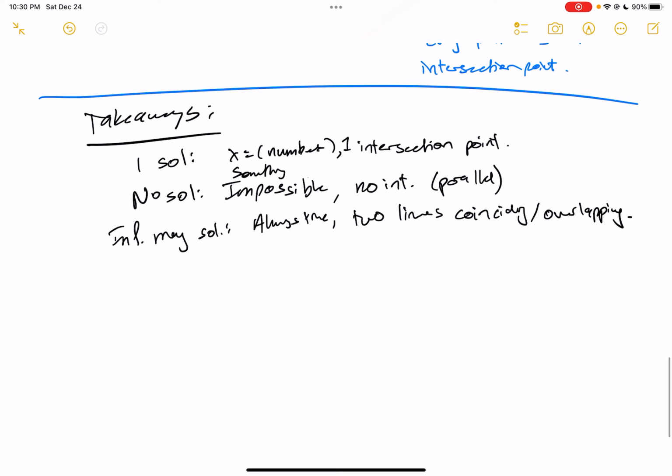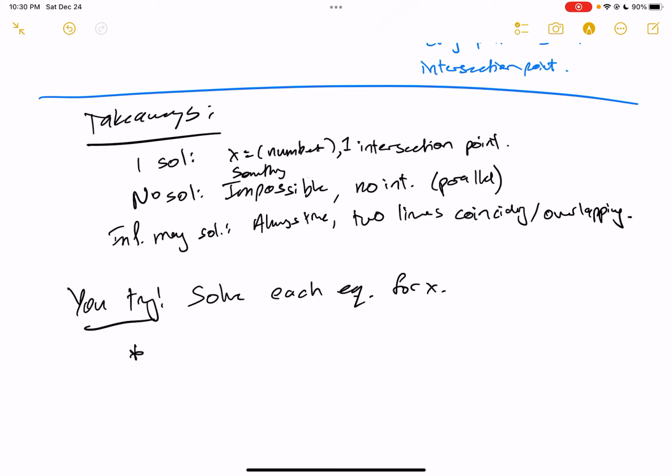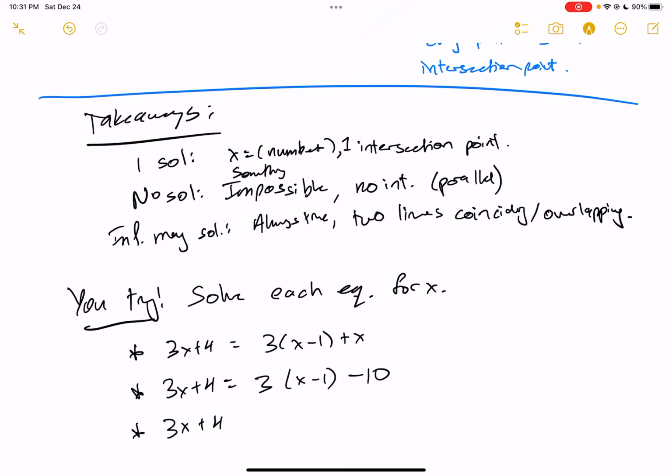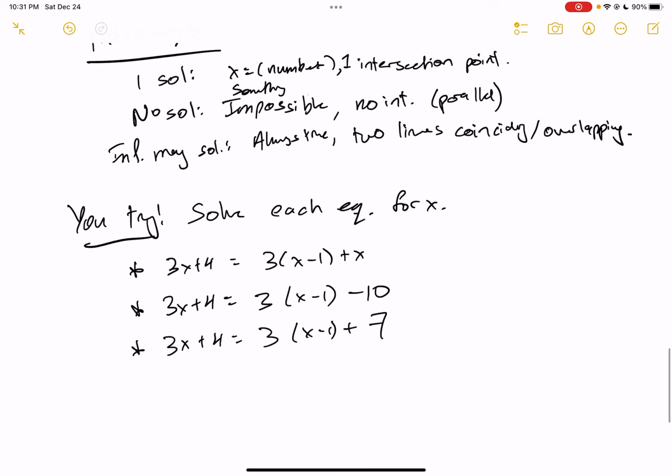All right. For the U-try today, I'm not going to ask you to do anything graphically. I'm just going to ask you to solve algebraically. So for the U-try, solve each equation for x. The 3 equations I'm going to give you: 3x plus 4 equals 3 into x minus 1 plus x. The next one is 3x plus 4 equals 3 into x minus 1 minus 10. And the last one is 3x plus 4 equals 3 into x minus 1 plus 7. Solve those for next time.